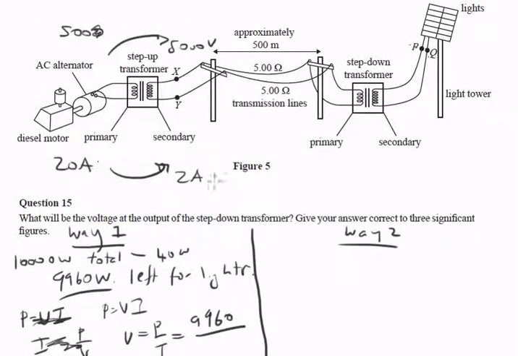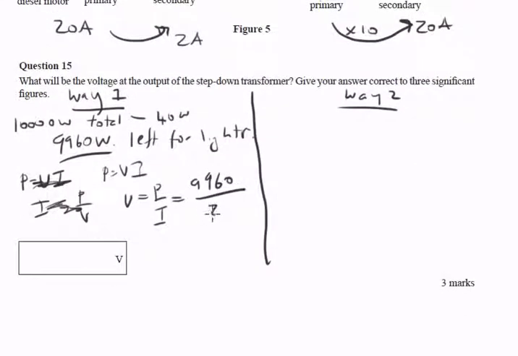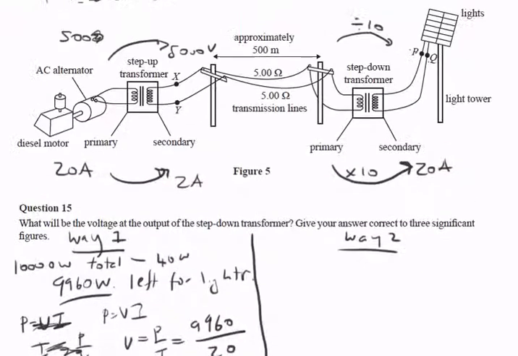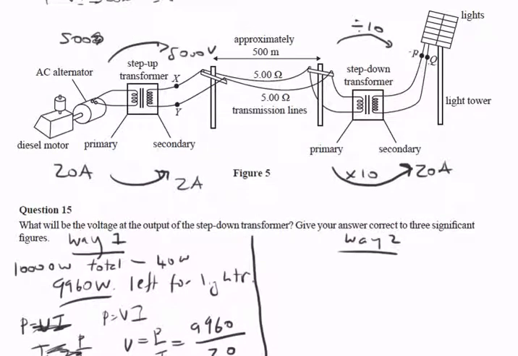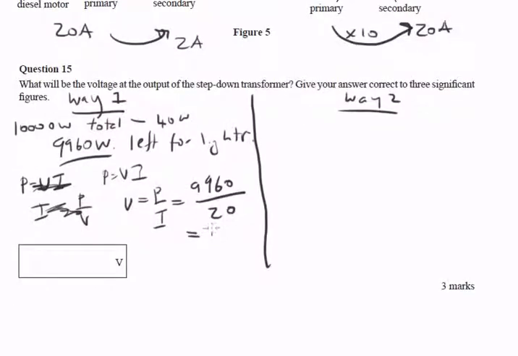what do we use, 20 amps, 2 amps? Well, 20 amps gets stepped up by 10, goes along here, and then steps down. The voltage goes divided by 10, so the current steps up. So back here we've got 20 amps again. So we use the 20 amps because we're trying to find the voltage over on this side. That's it. 498, that one.